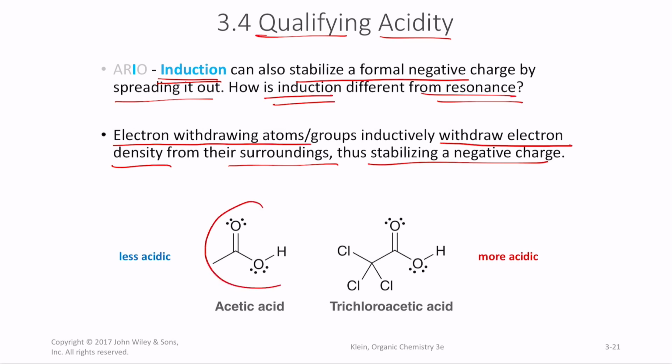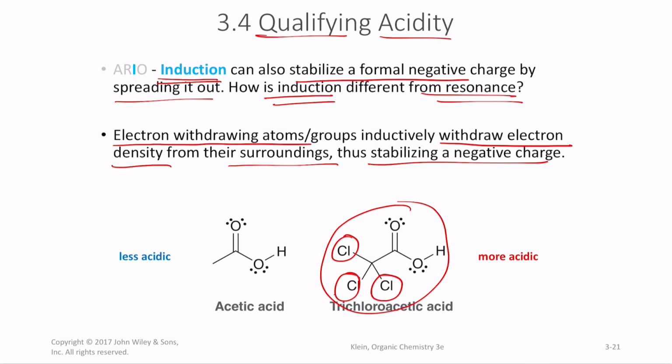For example, in acetic acid there are no electron withdrawing atoms, but when you compare it with trichloroacetic acid, notice that there are chlorine atoms. Chlorine atoms have heavy electron density, so the electrons will be pushed towards the chlorine. This causes charge delocalization, and this causes the entire structure to become more stable.